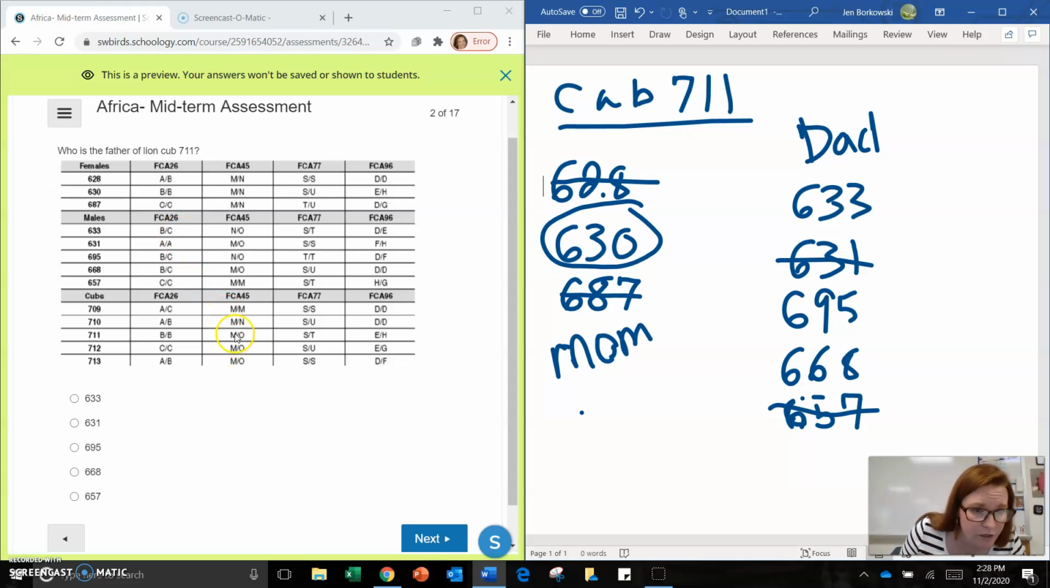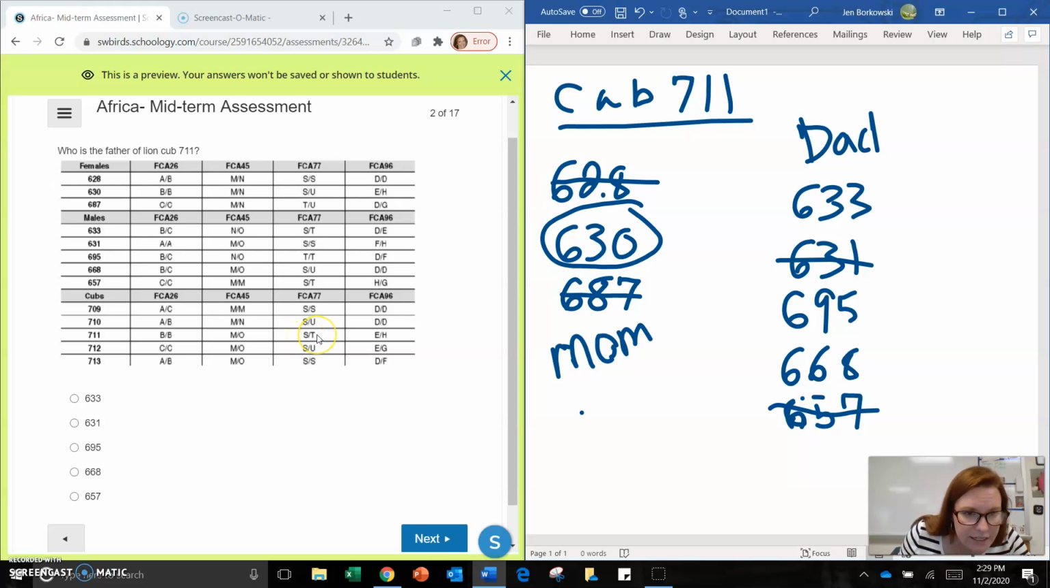Okay, so we move on to the next one. The baby lion has an M and an O. And if I go back up, mom has an M and an N. So I know that baby lion got the M from mommy, so it had to have gotten the O from the dad. So let's look up here and see which ones have O's. 657 doesn't have any O's, but we've already eliminated him. Looks like all of the rest of them do. All right, so we'll move on to the next gene.